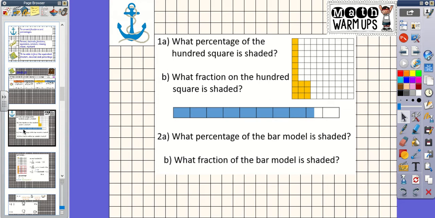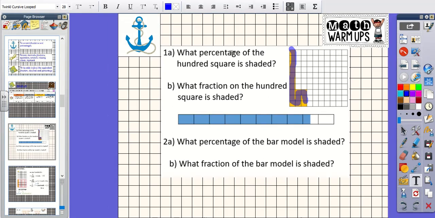So the first question we have got, what percentage of the 100 square is shaded? I have got 10 already shaded in there, 10, 11, 12, 13, 14, 15, 16. So the percentage of that 100 square would be 16%, because there are 16, and that links on to our next question. 16 squares are shaded out of 100. Okay, so always remember that percentage means out of 100.